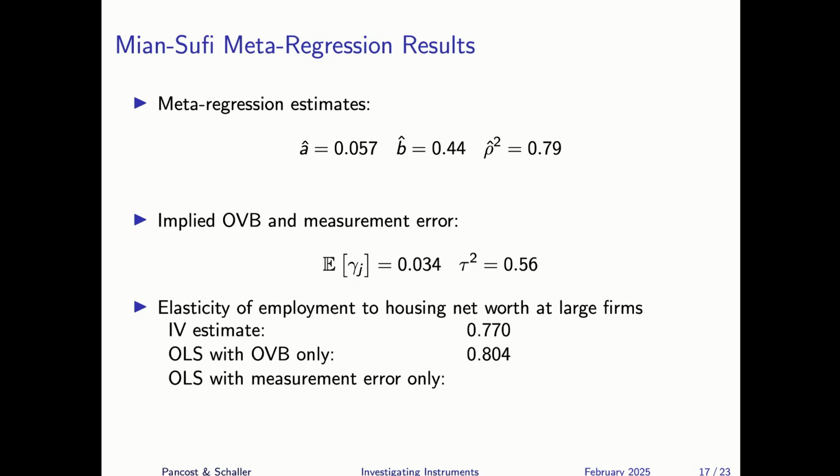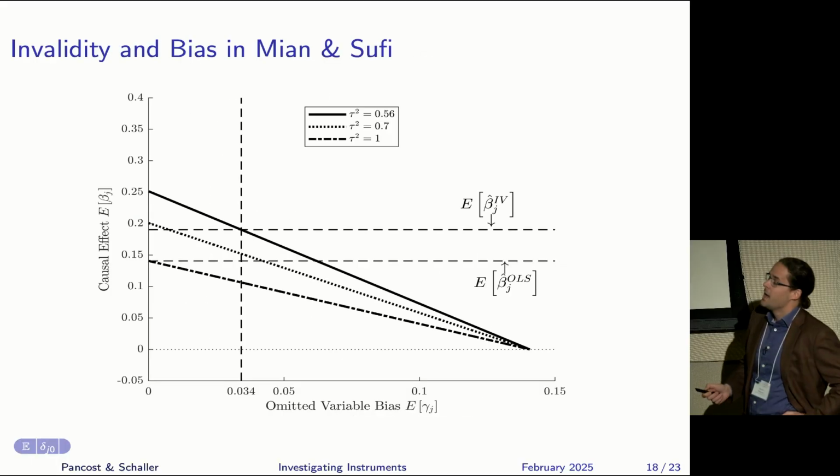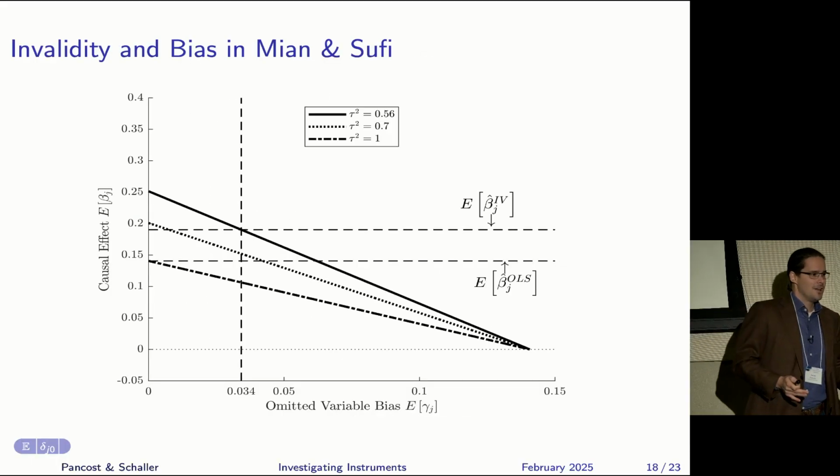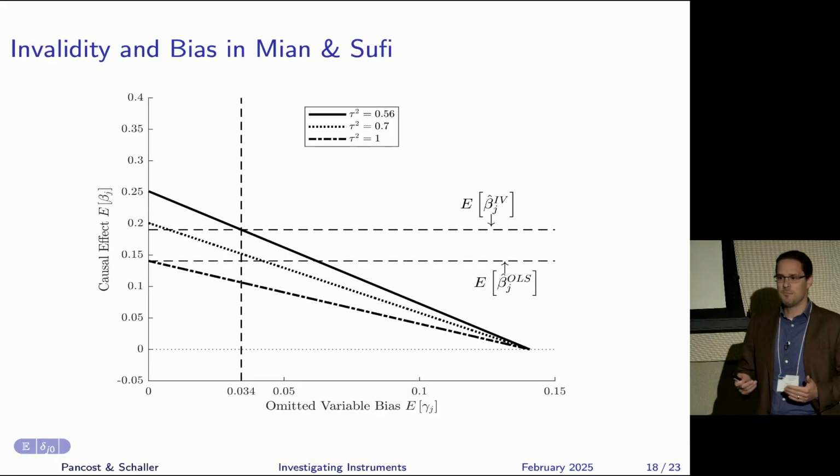If there were only measurement error and no omitted variable bias, the OLS coefficient would be 0.43. And of course, the actual OLS estimate in the paper is 0.434. In a quantitative sense, omitted variable bias is not an issue in this paper. It's all measurement error. That's what their instrument is actually doing, if it's valid. Maybe it's invalid. This is what you can do if you think it might be invalid.